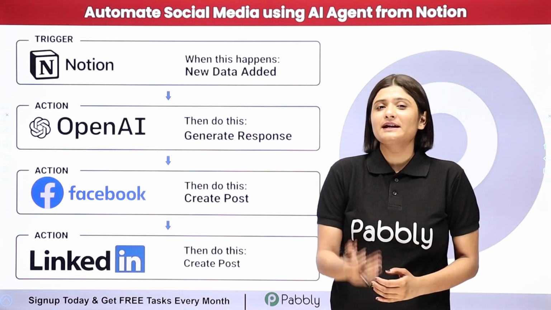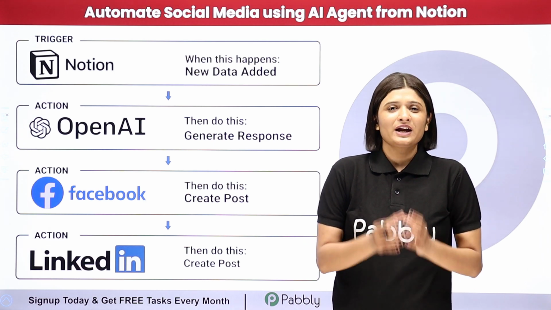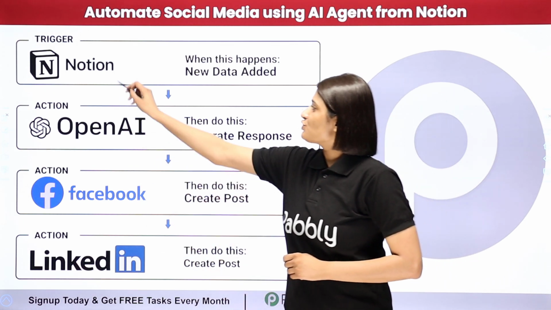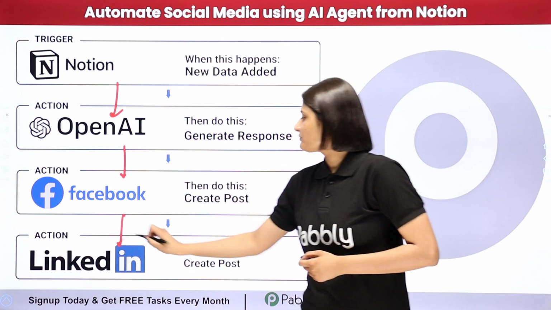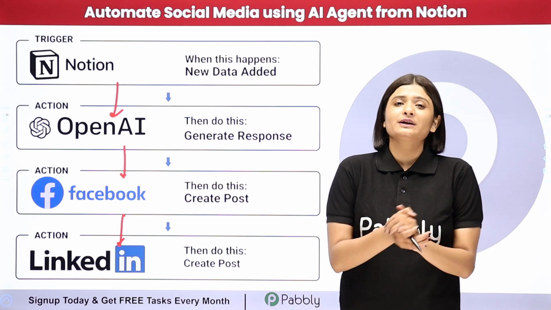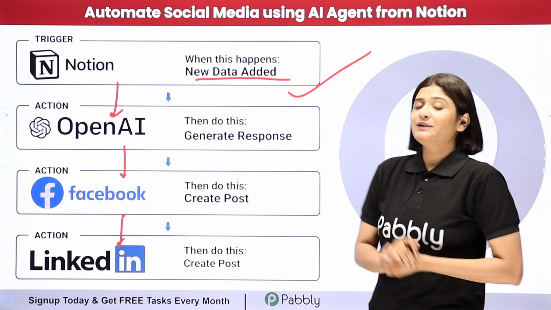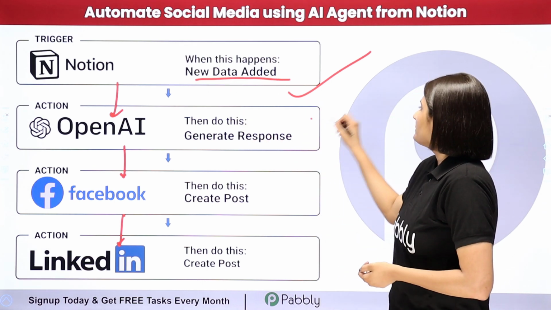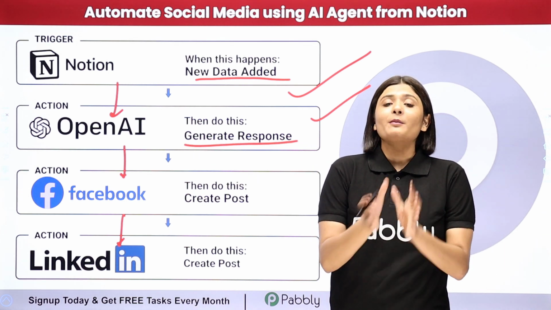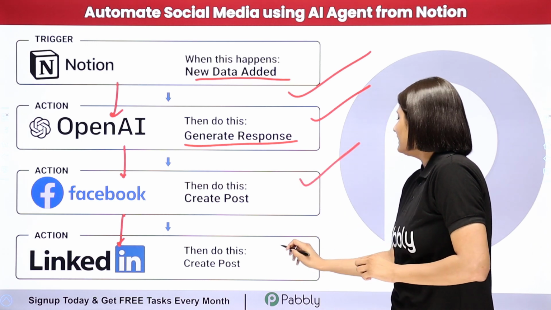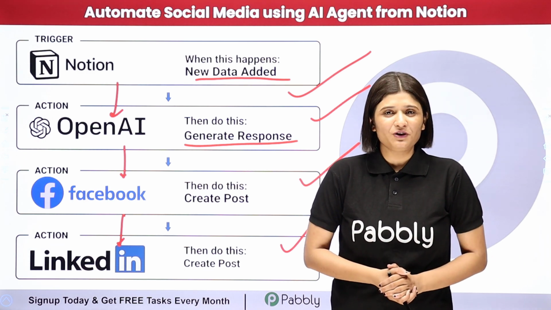Pabbly Connect is an amazing automation and integration software which requires no coding or programming skills. Here I just need to build a connection between Notion, OpenAI, which is going to act as my AI agent, Facebook and LinkedIn. With the help of Pabbly Connect, I am going to build this connection in such a way that whenever I add new data about my product in my Notion database, the image and the post will be automatically generated using OpenAI, and I am going to automatically post that to my Facebook and on my LinkedIn. Now, if you want to learn the step-by-step process of how you can create this, then let me take you all to my screen.